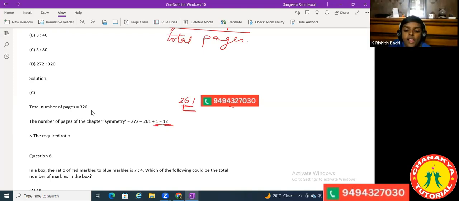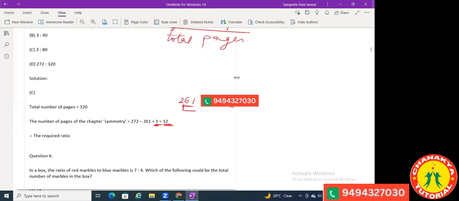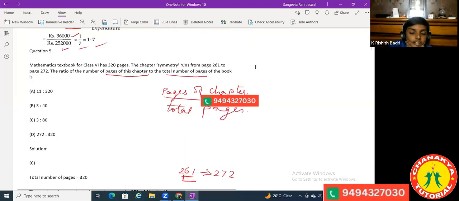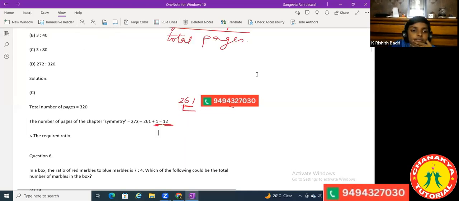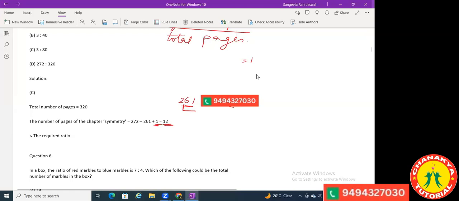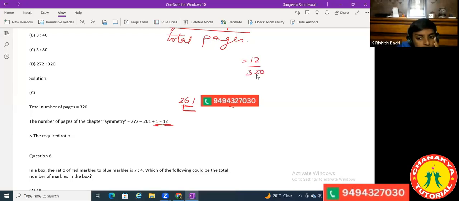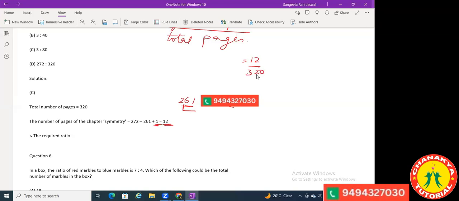So the ratio will be 12 by 320. So when you cancel, what do you get? If I divide by 4, 3 fours are 12, so 3.